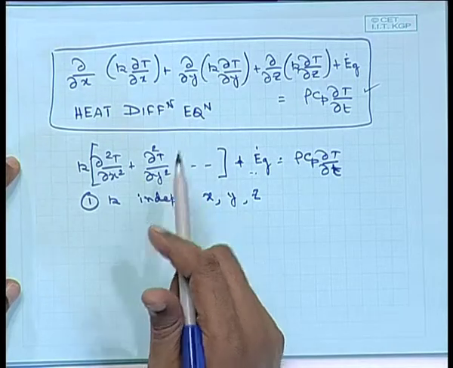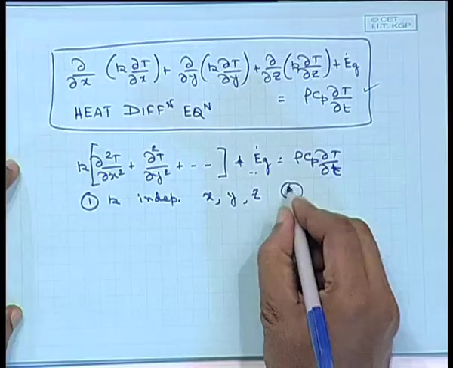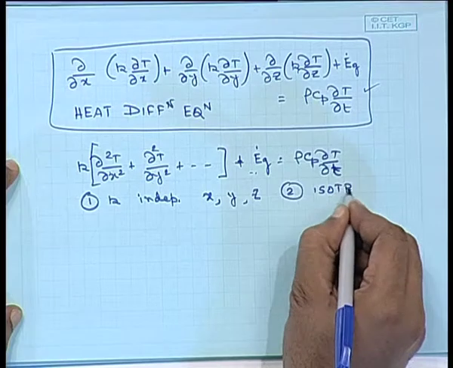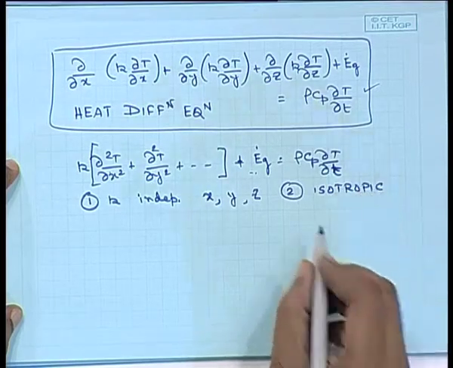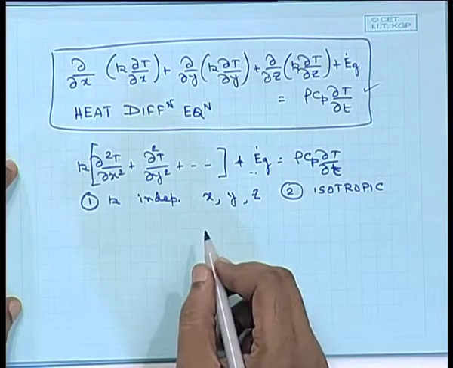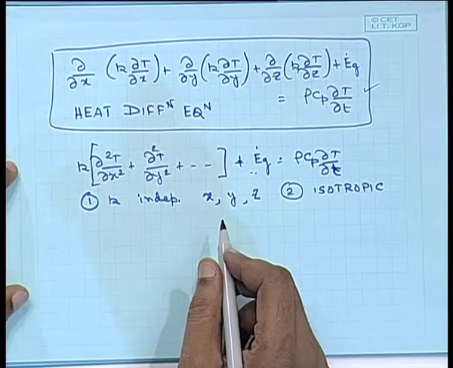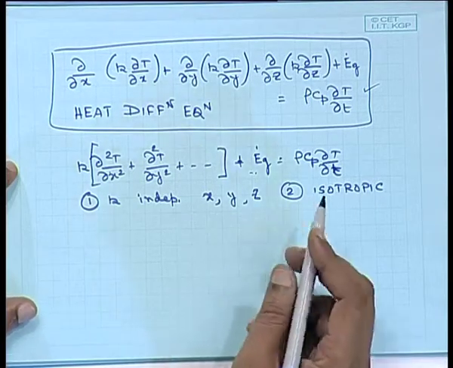Can there be a situation in which kx, ky, kz are different? Or if I say that k in all directions is the same, what property of the material am I talking about? Isotropic. So, the second one is it is an isotropic medium, such that the thermophysical property k is independent of its orientation.